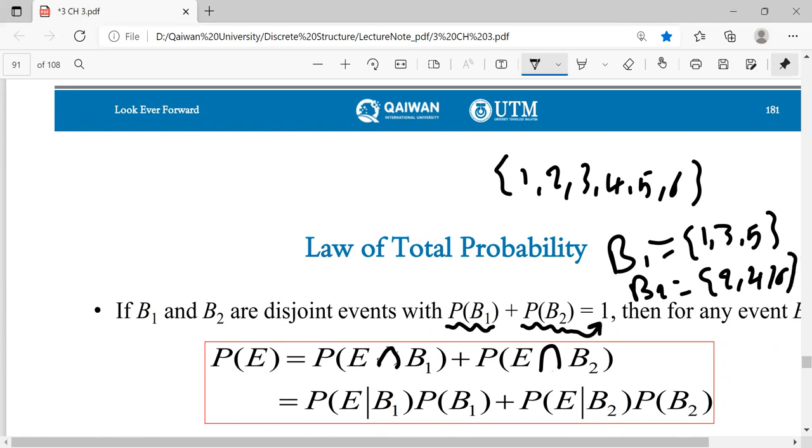It says the intersection of B1 and B2 is an empty set. That means there is nothing in common between these two events, and their intersection is an empty set. And their union is the sample space. The union of B1 and B2 is the sample space. That means the probability of B1 plus probability of B2 is 1.